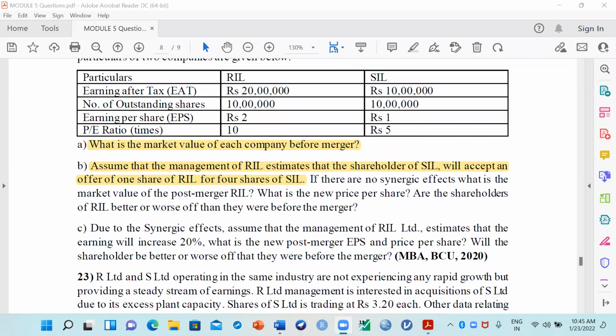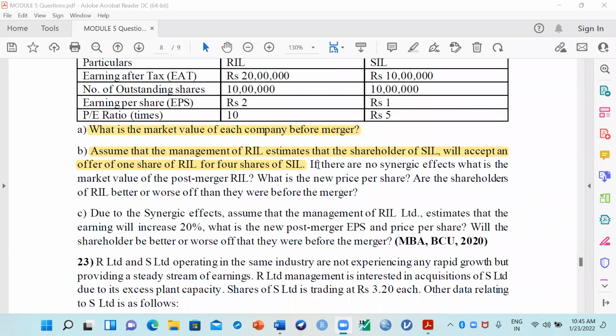Okay. Next, what they have given: if there is no synergistic effect, what is the market value of post-merger RIL, and what is the new price per share? Are the shareholders of RIL better or worse off than they were before the merger? So you have to calculate the market value of RIL if there is no synergistic effect, meaning no merger here, then what will be the value of the company? This is very important, this term: if there is no synergistic effect.